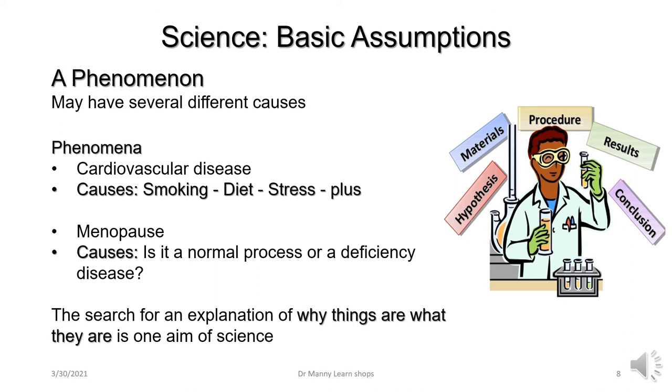Another assumption is about phenomena. A phenomenon is the result of something, and it may be something that you might want to investigate when you do your research. A phenomenon may have several different causes. For example, for the phenomenon of cardiovascular disease, the causes could be related to smoking, diet, stress, sedentary lifestyle, etc. For the phenomenon of menopause, the cause is that it's a normal process, or it could be a deficiency related to disease. The search for an explanation of why things are what they are is one of the aims of science.